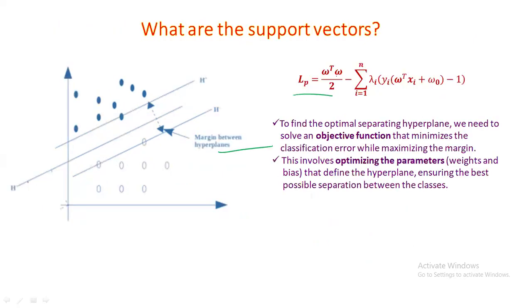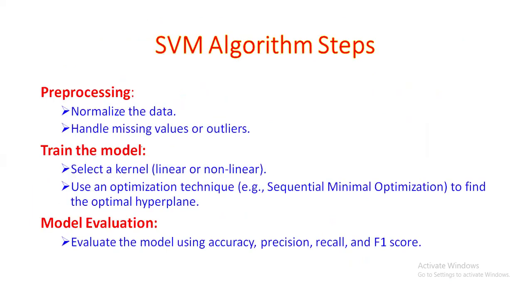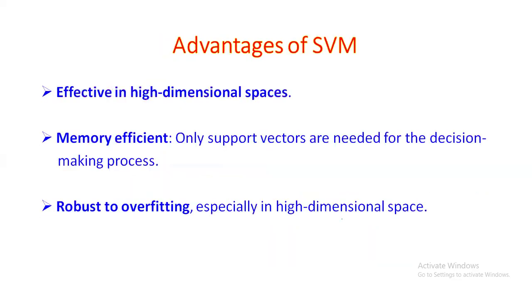So L_p is the w transpose w, the previous equation we are writing over here, and this is the objective function. This involves optimizing the parameters. Those optimizing parameters are mainly the weights and the bias that define the hyperplane and ensure the best possible separation between the classes. And these are all the steps used in SVM preprocessing. It normalizes the data, handles the missing values or outliers, and in training the models, we have to select the kernels and use the optimization functions. And the model performance is evaluated using the parameters accuracy, precision, recall, and F1 score. This we will discuss later.